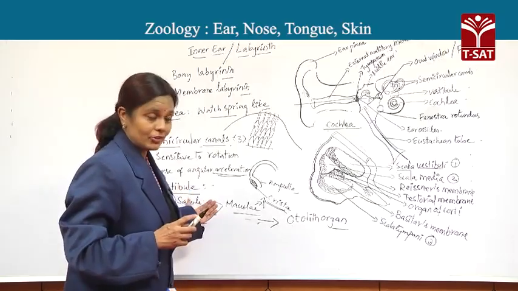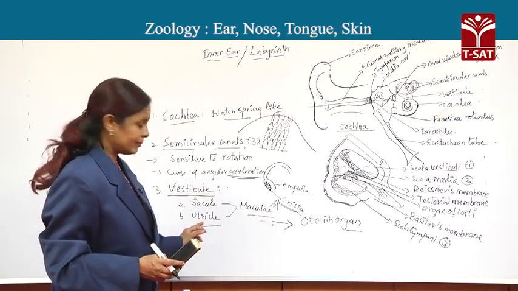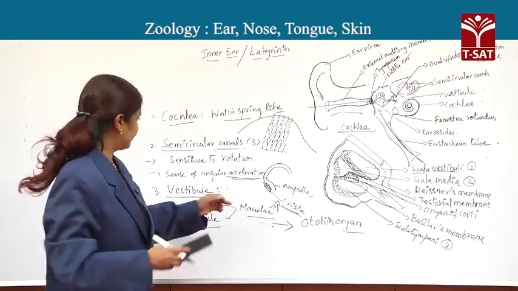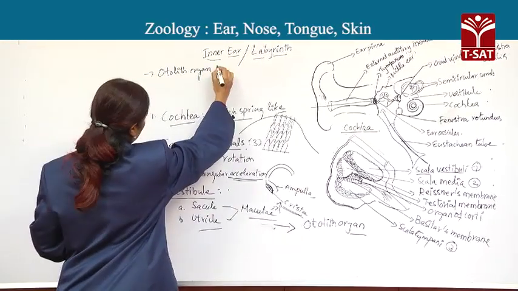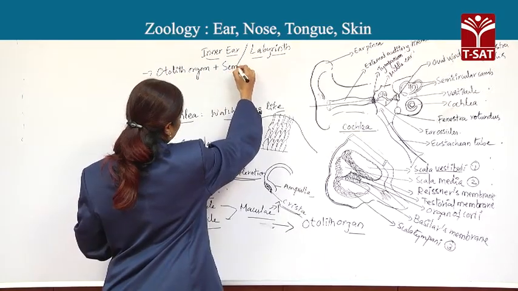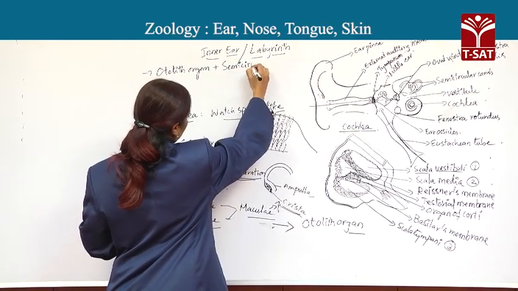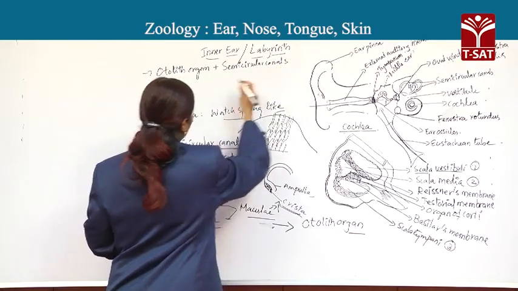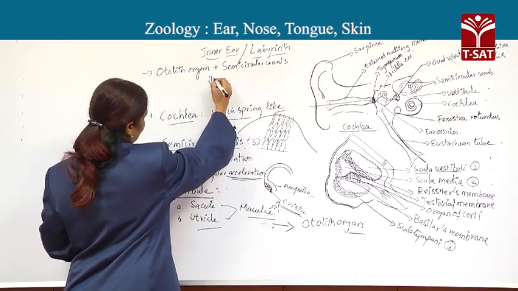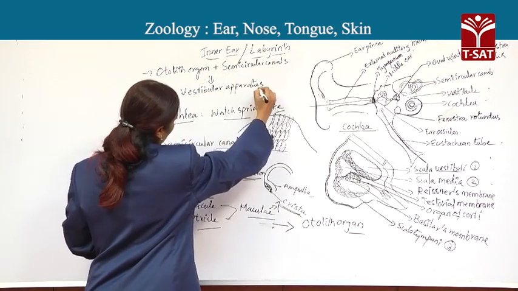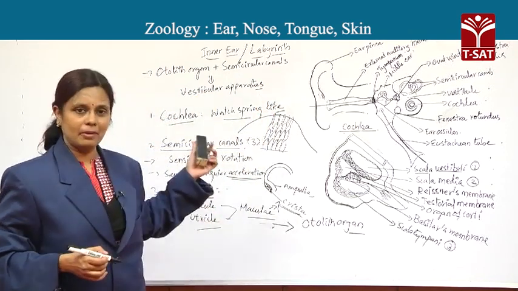Body balance. So, the otolith organ, that is the membrane labyrinth of vestibule, plus semicircular canals, together you call it as vestibular apparatus. So, that controls body balance.